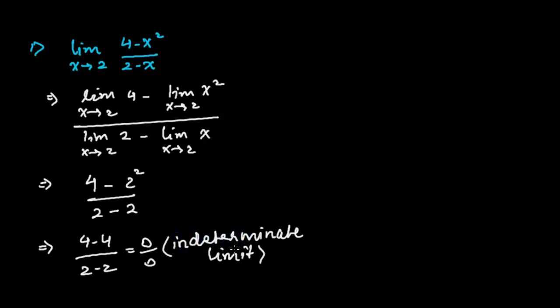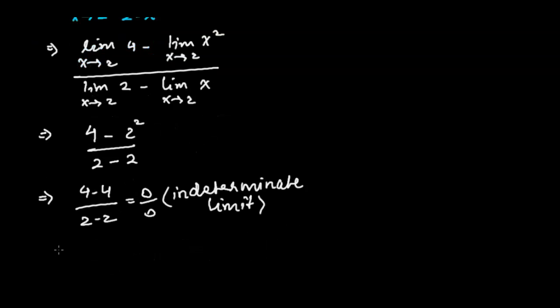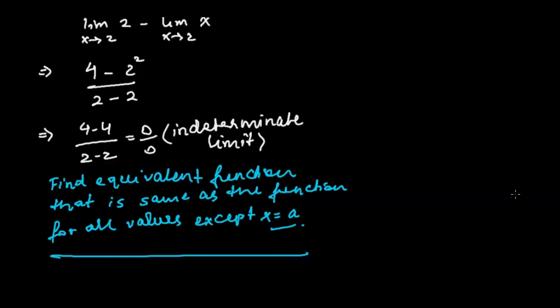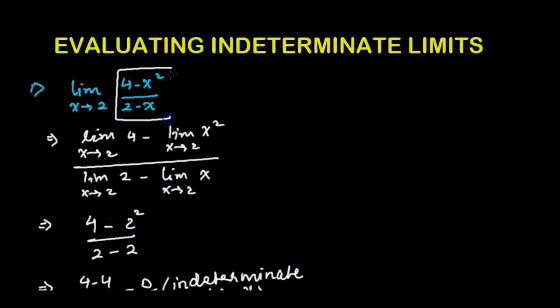If this is the scenario and we end up with an indeterminate limit, then the solution is to find an equivalent function that is the same as the original function for all values except x equal to a. What does this mean? Let's understand this in simple terms. That means we have to rewrite this function in an equivalent form that will have all the values of f(x) the same as this original function, except when we are finding f(x) for x equal to 2.